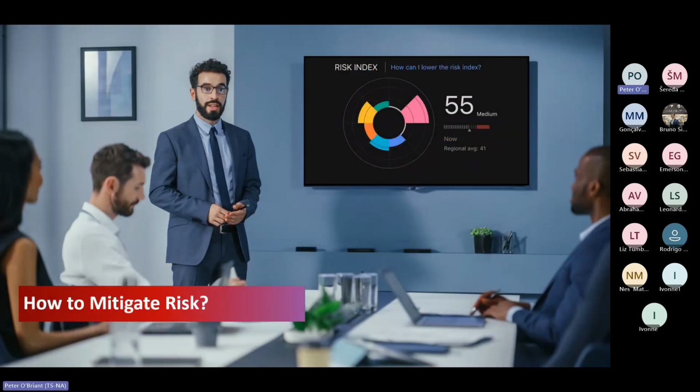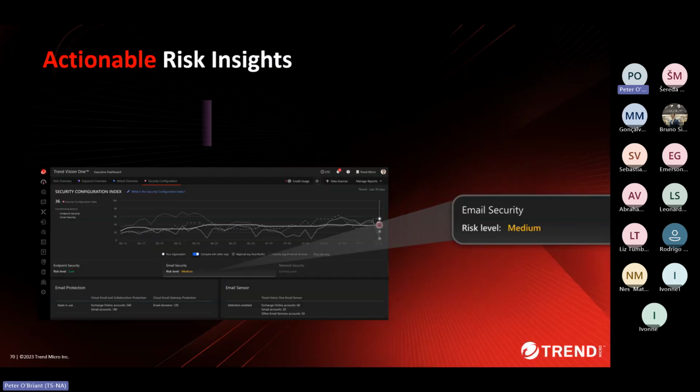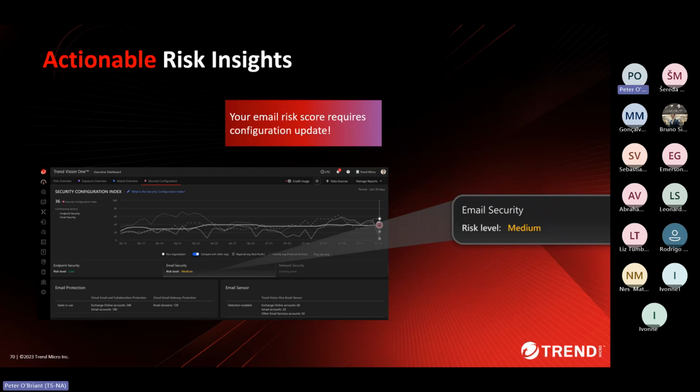So, how to mitigate? Well, if you've used the platform at all, you've probably seen this. Here you've got what used to be called the executive dashboard. They've renamed it now, but the same subsections are still there. We have the risk overview, exposure overview, and you can see those email risks here. So let me go over to our lab environment so you can see that.